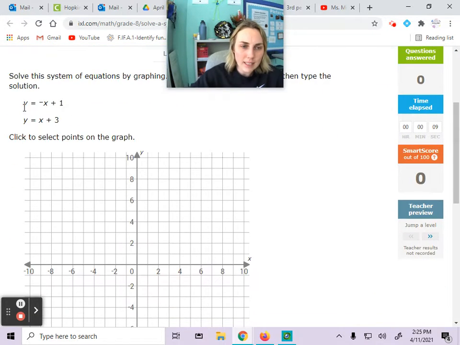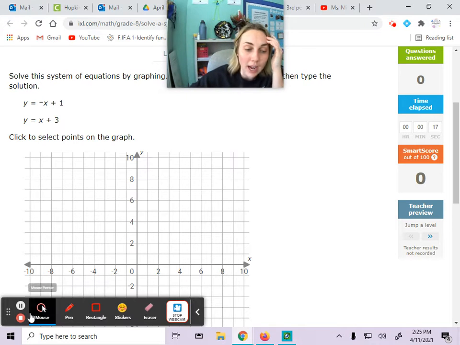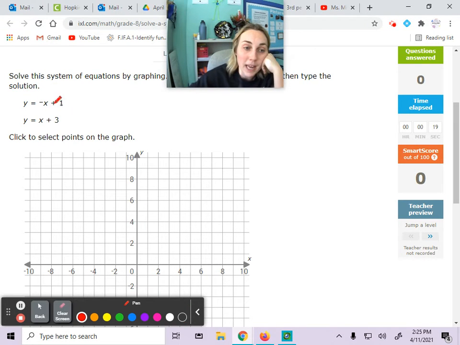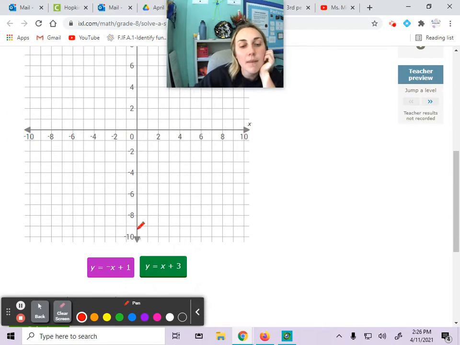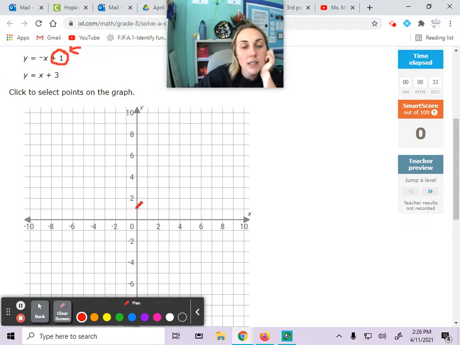So, the first equation I have here is y is equal to negative x plus 1. What we're going to do here is graph, or point, our y-intercept first, okay? The y-intercept in this particular equation is going to be plus 1. So on the y-axis, I'm going to locate my plus 1. My plus 1 is going to be right here, so that's my first point.